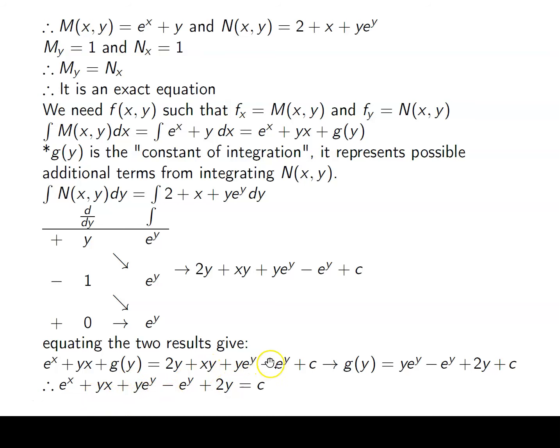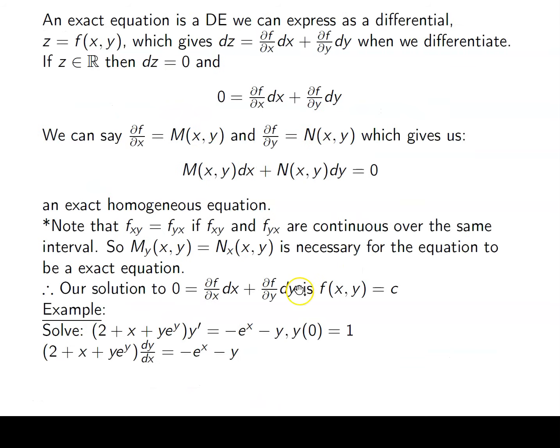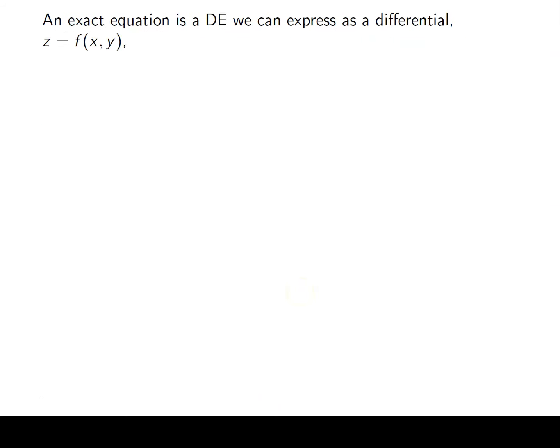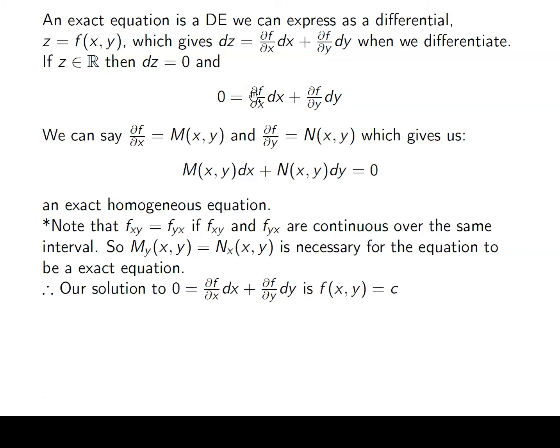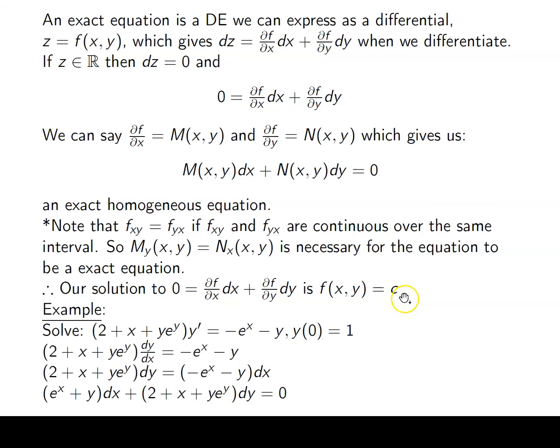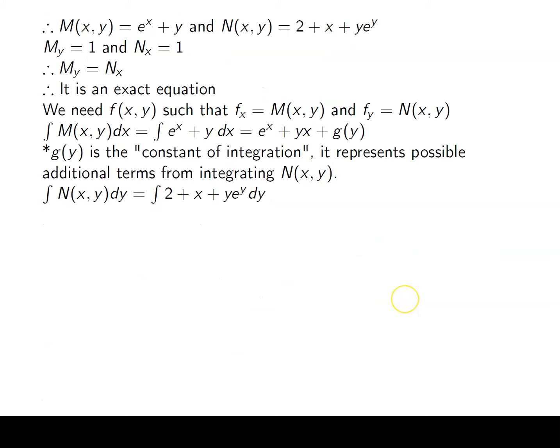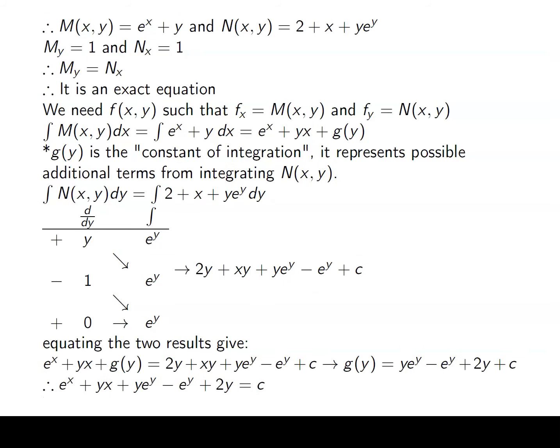I have my y times e to the y, I have my negative e to the y from the N function, I have my 2y, and remember, c is what it's equal to because it is an exact function. I assumed I had z equals a function, and since it was equal to 0, I assumed that z was a constant, right? So my solution is some function in x and y equaling that constant value, okay? Here we go. So that's my final answer, right?